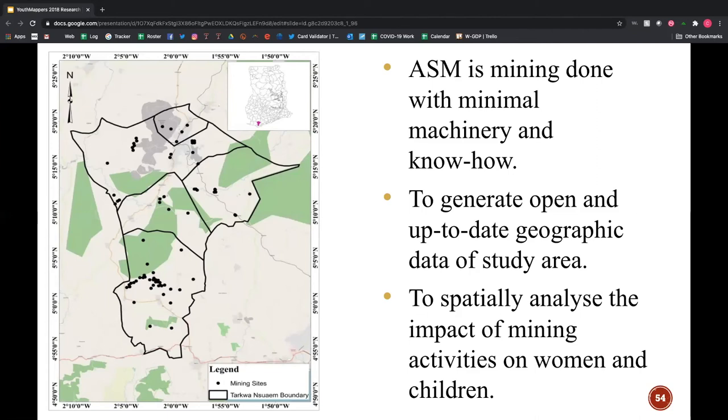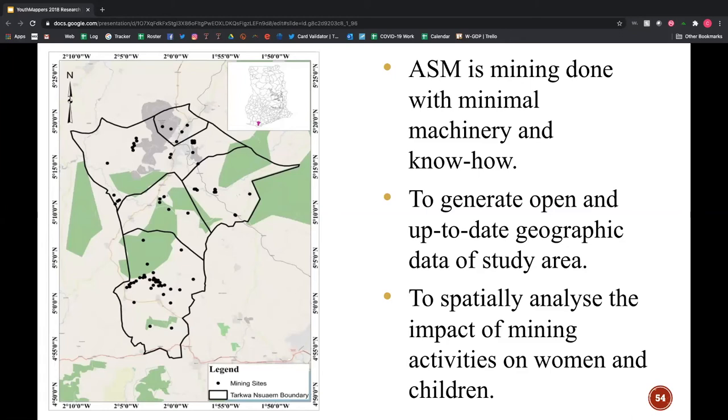So my topic is on ASM, and ASM, for those of you who don't know, is artisanal and small-scale mining, which is the mining that is done with minimal machinery and minimal know-how. In this part of the country, the illegal form is termed galamsey, and mining is one of the major boosters of industries across the world, and it contributes immensely to local economies of both the people living in those mining communities and outside of it. And in Ghana, ASM can only be practiced by Ghanaians who are 18 years old and have been awarded a license by the Minerals Commission. The Minerals Commission is the administration that's in charge of everything mining in Ghana.